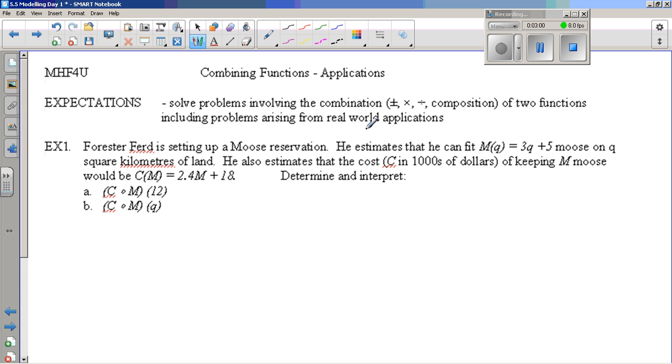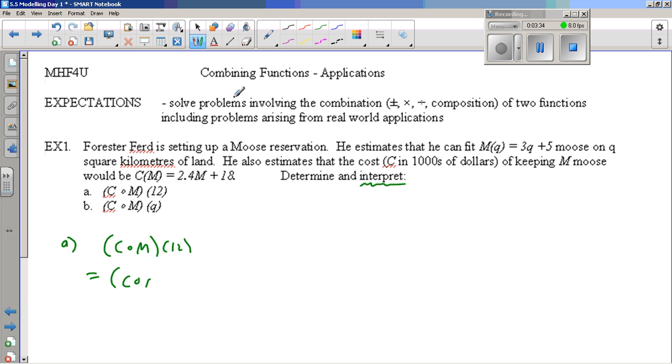Forrester Ferd is setting up a moose reservation. He estimates that he can fit that many moose on Q square kilometers of land. He also estimates that the cost of keeping M moose would be that function there. Determine and interpret C composed with M at 12. This doesn't sound very hard because it's just a straightforward calculation. The interpretation perhaps we'll have to think about. But we just practiced our compositions, so this should be no problem.